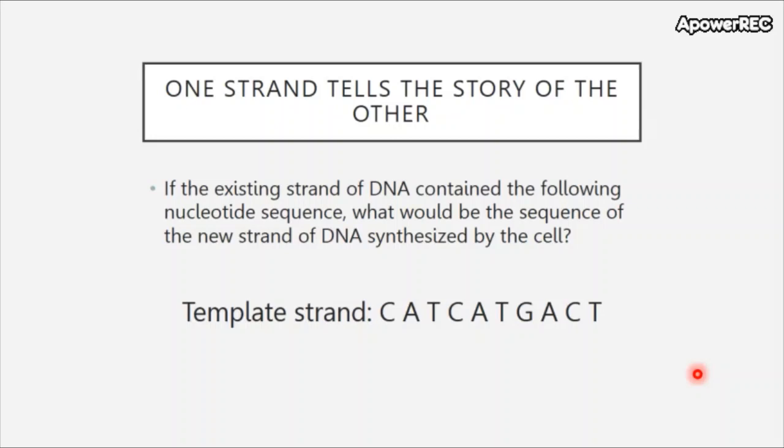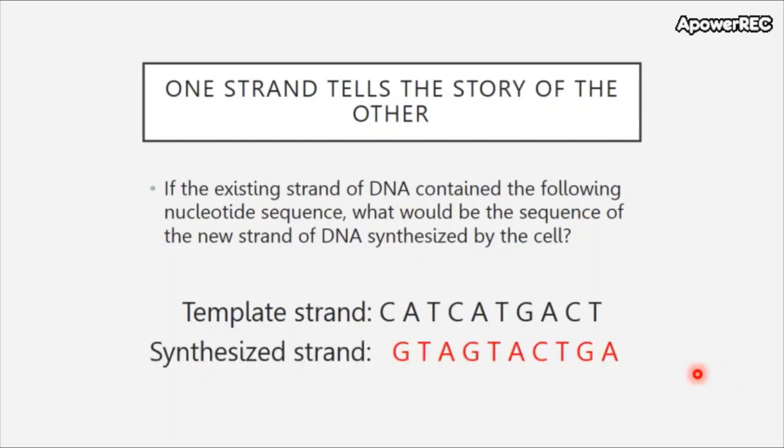Okay, if you took this template strand and you tried to tell the story of the other strand, it should look something like this. You should have a GTA, GTA, CTGA. That's because C's always bind to G's and A's always bind to T's. And you can work all the way down the line here and write the new letters.